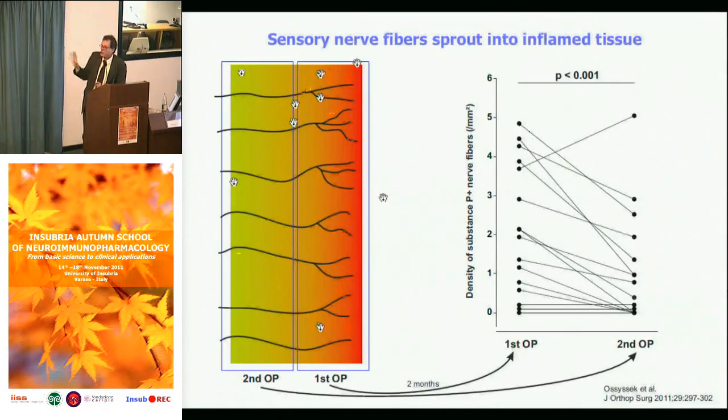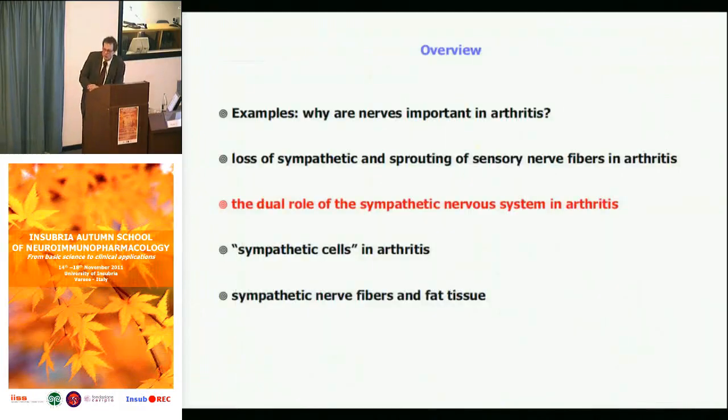And hyperinnervation is not good, because hyperinnervation means you have substance P in high amounts, and substance P is a pro-inflammatory factor, and you induce substance P release by local cytokines, and you don't want that. But this has been positively selected for acute wound phenomena and not for the chronic inflammatory disease. We talk about the dual role of sympathetic nerve fibers, or the sympathetic nervous system.